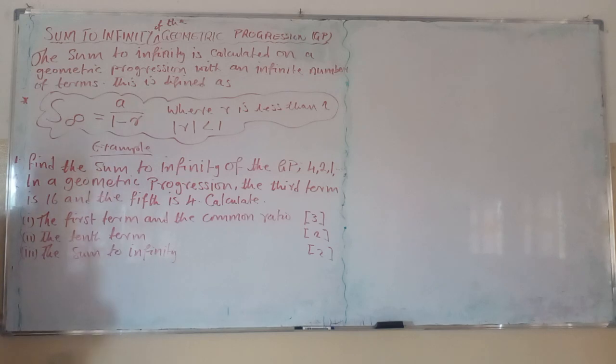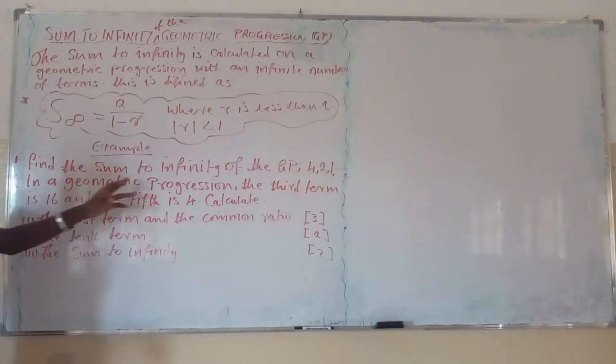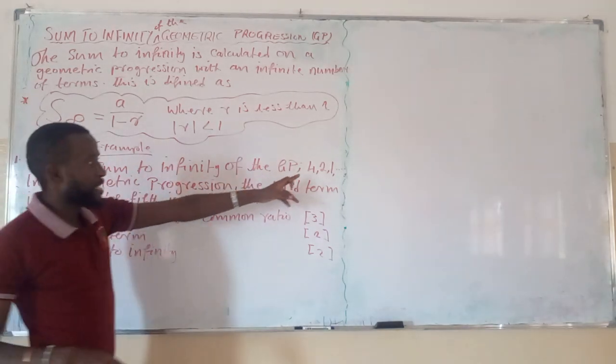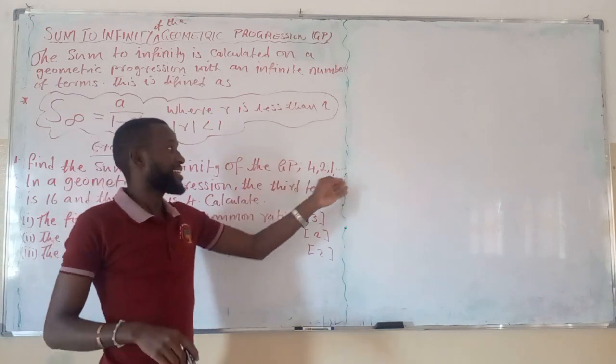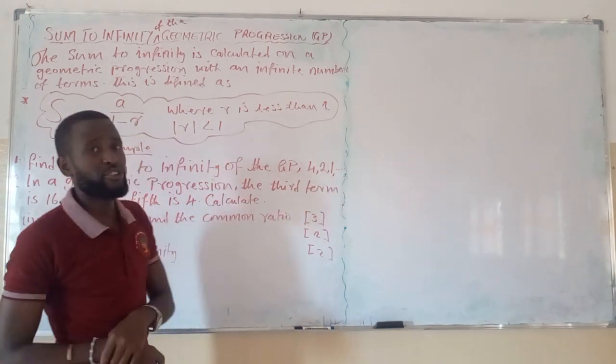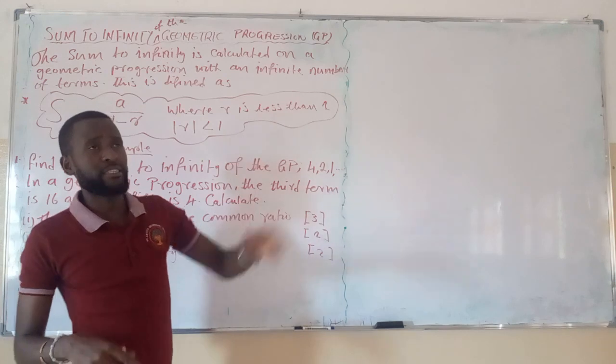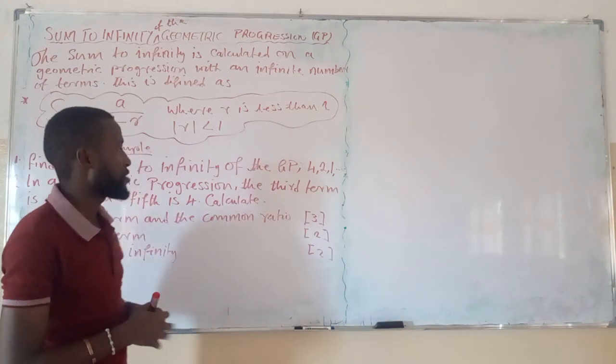Let's look at the example. Find the sum to infinity of the GP 4, 2, 1. So this is an infinite geometric progression. The terms continue going. So how do we find the sum to infinity for this one?